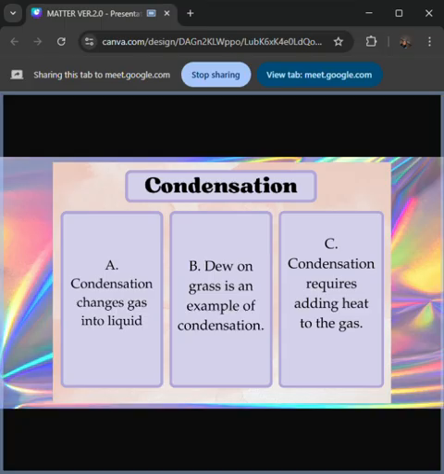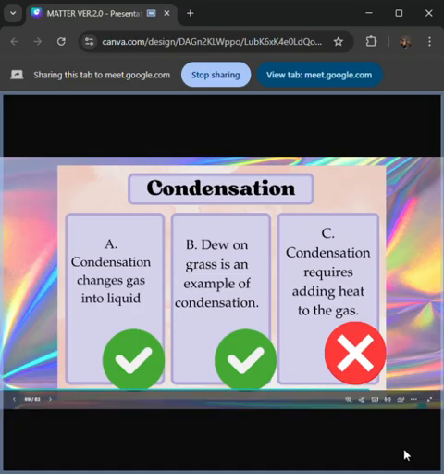Okay, so what is condensation? One of these is a lie. So anyone who'd like to answer? Yes, Philip. I think one of the statements that is a lie is letter B. Dew on grass is an example of condensation. Okay, let's check it out. Let's reveal the answer.